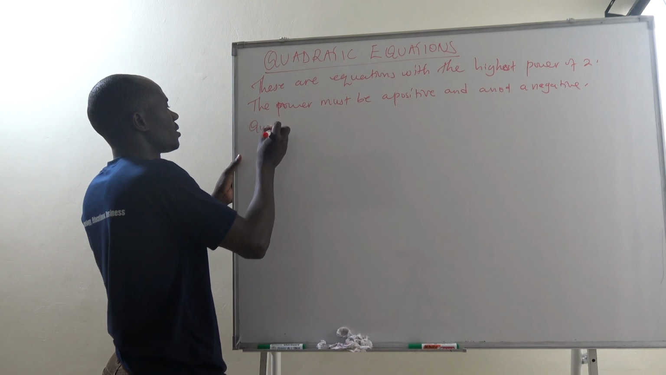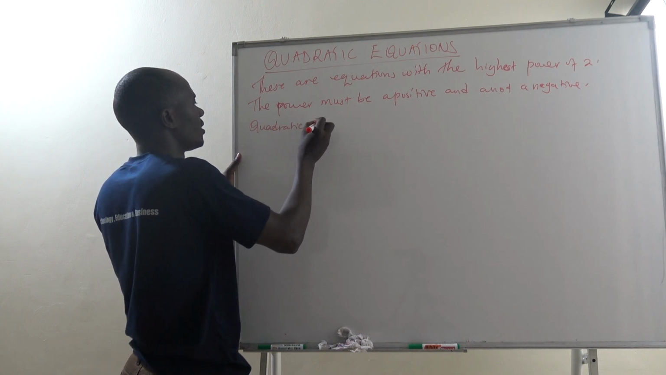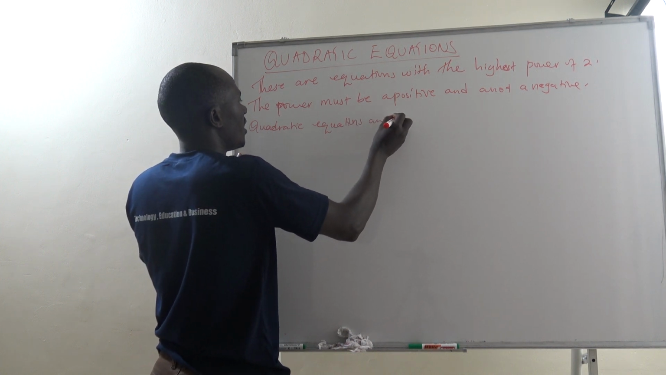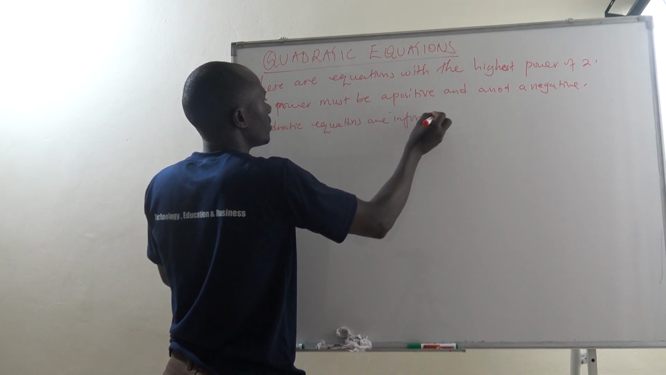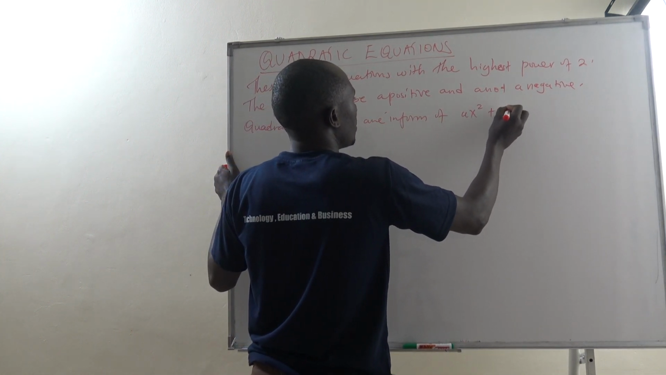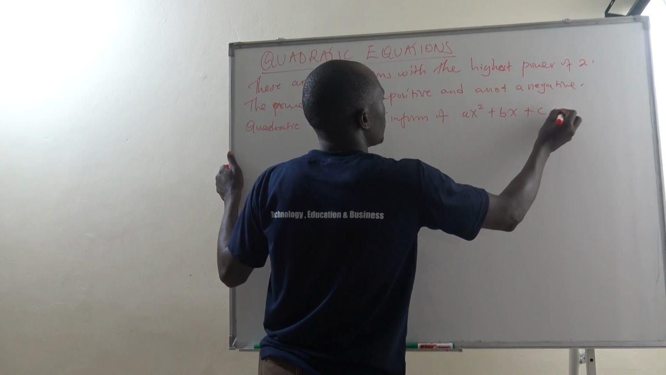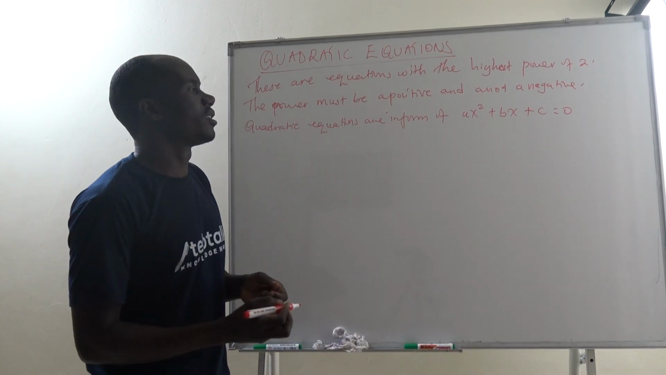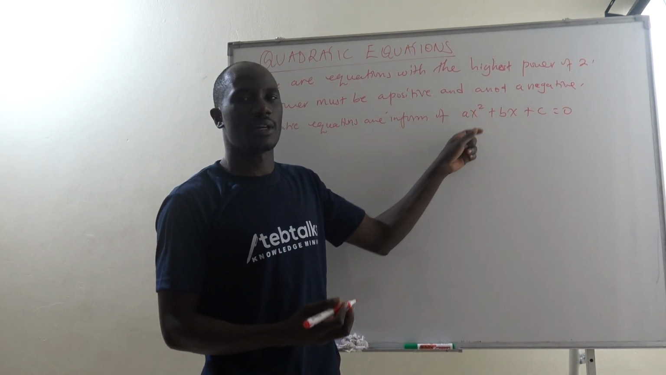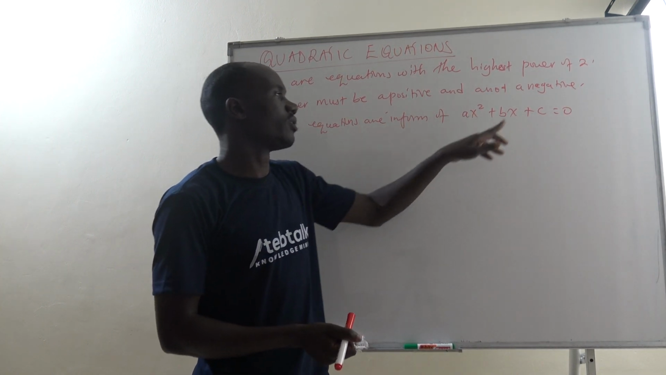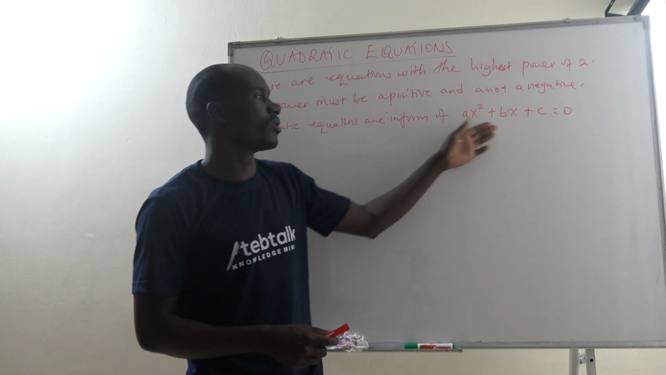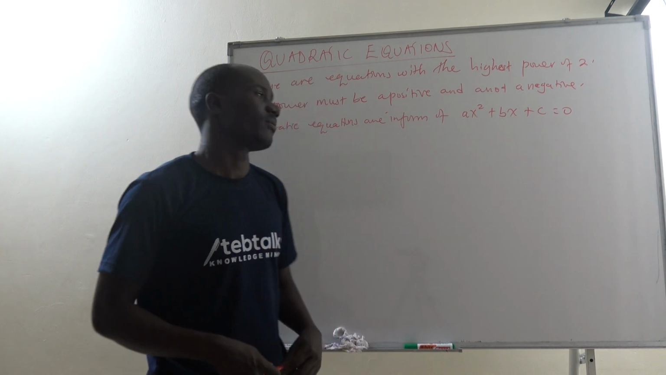Quadratic equations are in the form of ax squared plus bx plus c equals 0. You can see in this scenario that x squared started with the highest power of 2. It went on reducing to the power of 1. Then here there is a power of 0. So you can say this is a quadratic equation in terms of x.